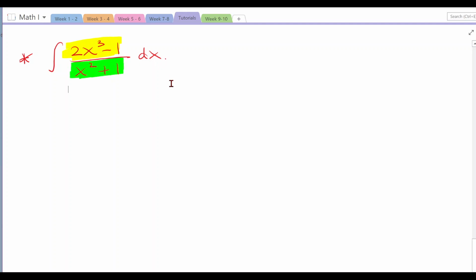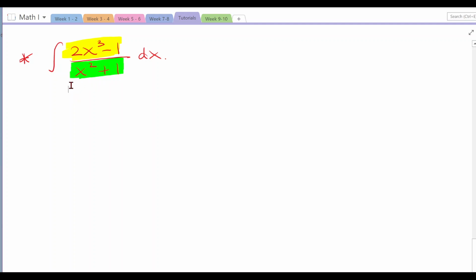Whenever the maximum power of the numerator, in this case x to the power of 3, is higher than the highest power of the denominator, which is x to the power of 2 or x squared, we will have to start solving this problem by doing long division first, because we have x to the power of 3 divided by x to the power of 2. So let's do that first.